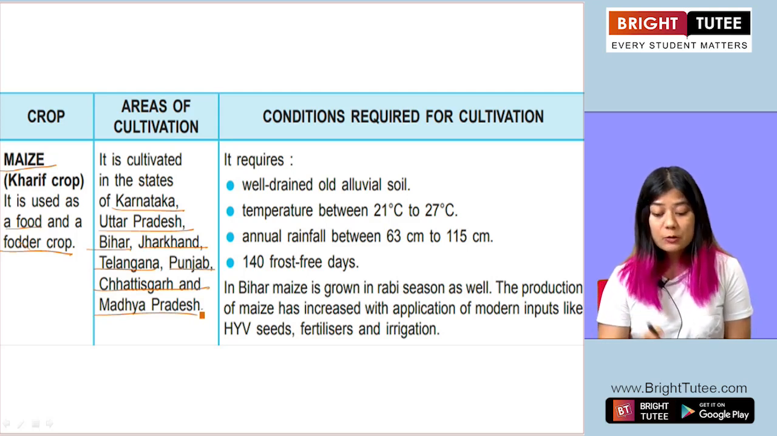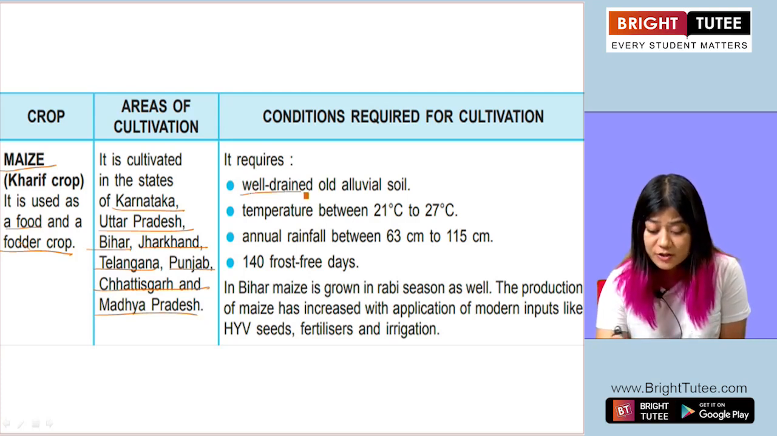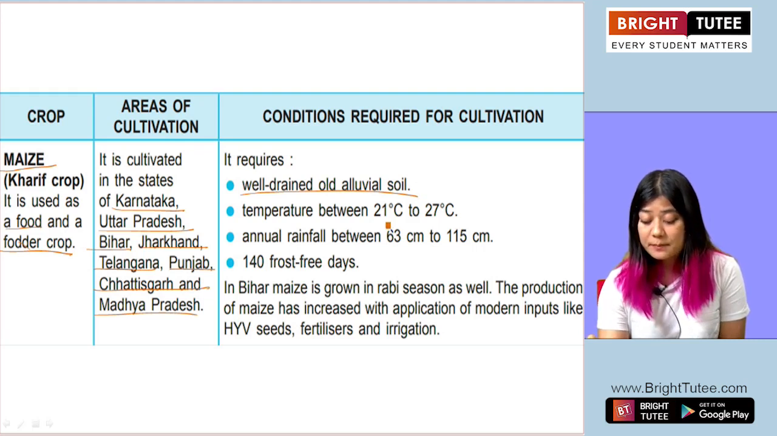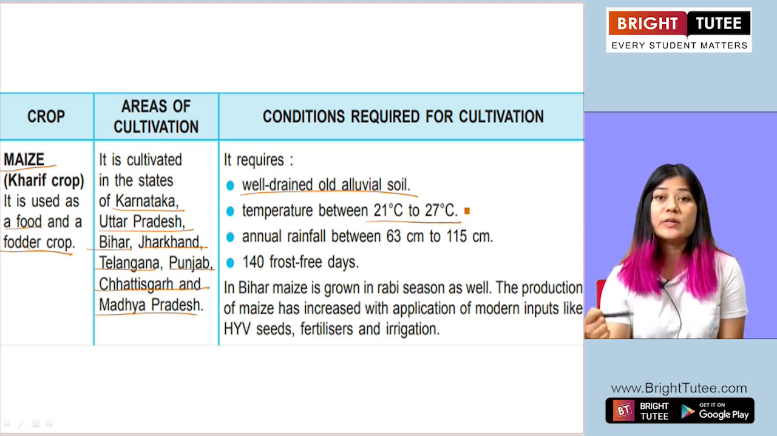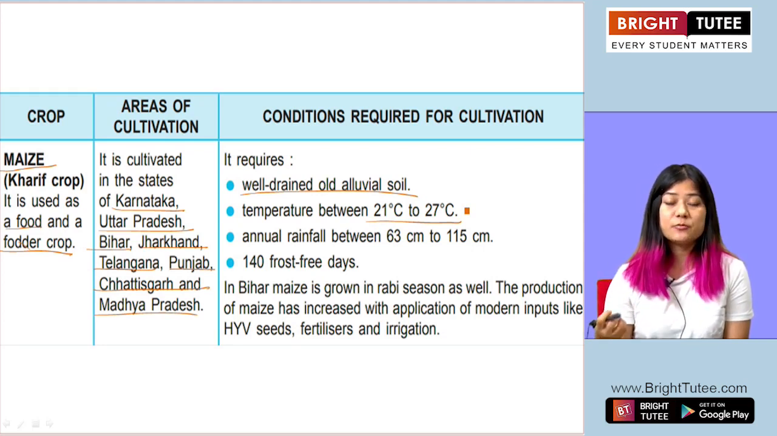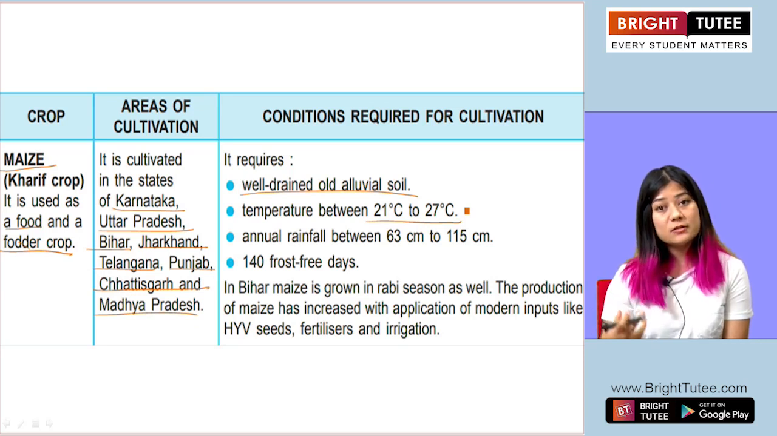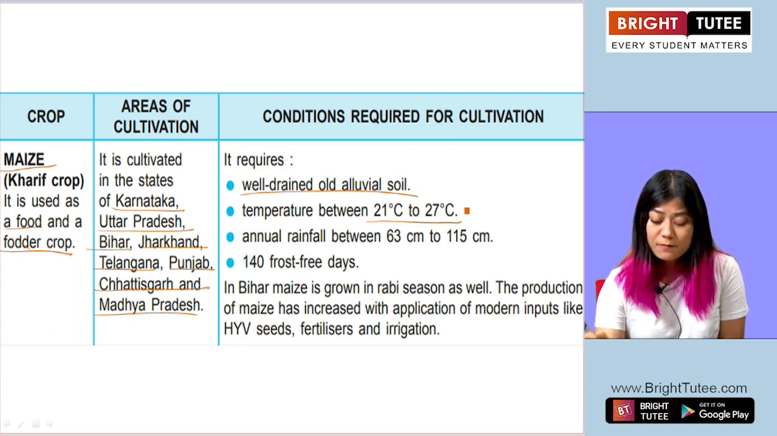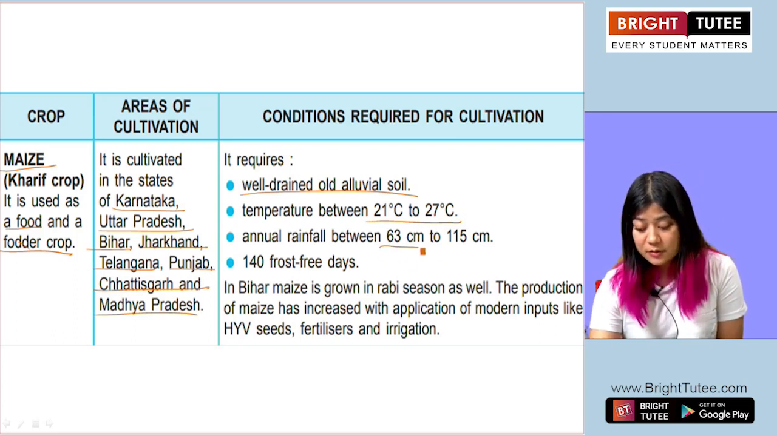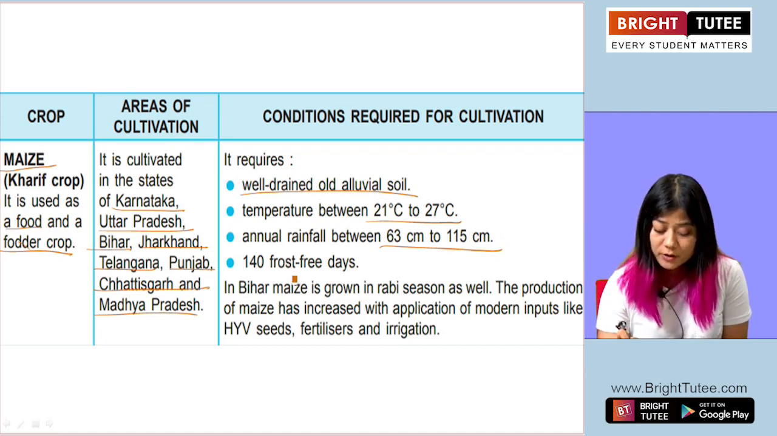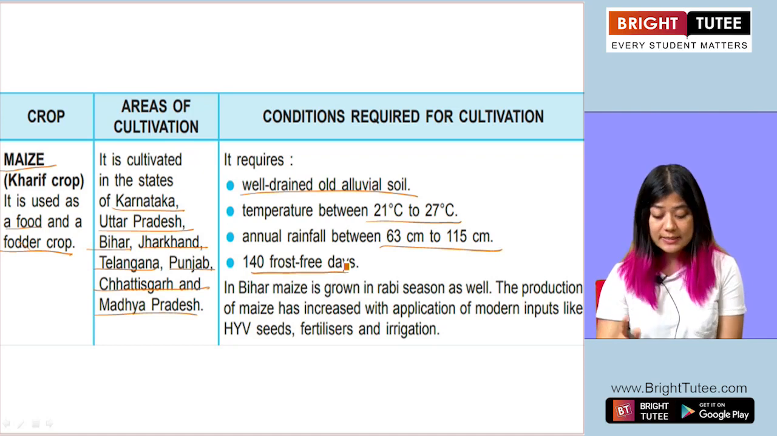The conditions required for its cultivation are: it needs well-drained old alluvial soil, and the temperature should be between 21 degrees Celsius and 27 degrees Celsius. If it's above 27 degrees Celsius, which is too hot, then it cannot be cultivated properly; the cultivation will have problems. The rainfall should be between 63 centimeters and 115 centimeters, and it requires 140 frost-free days.